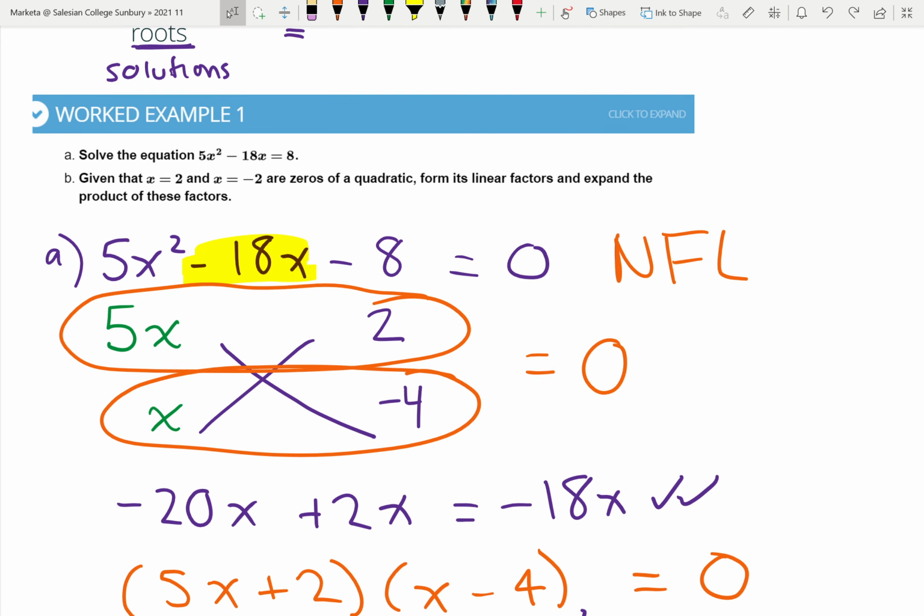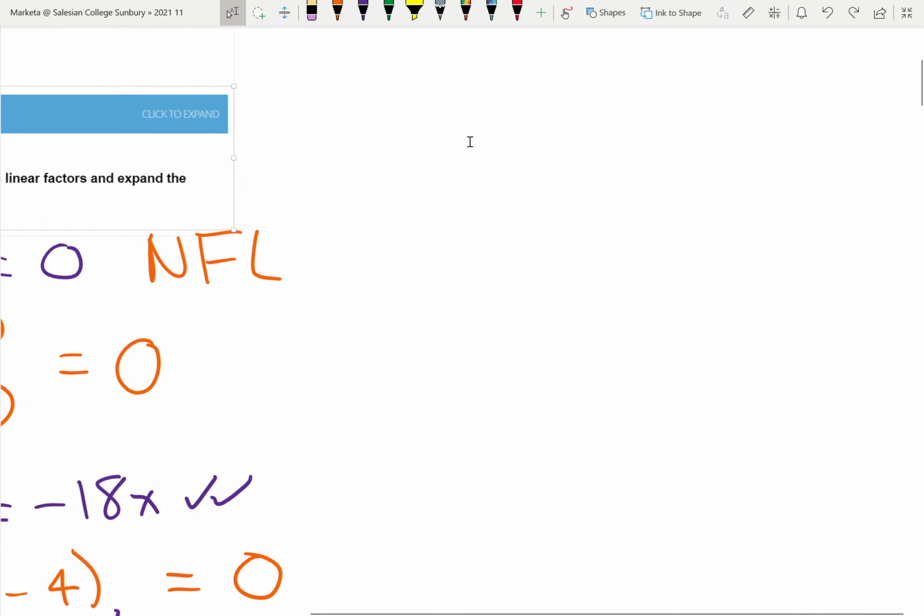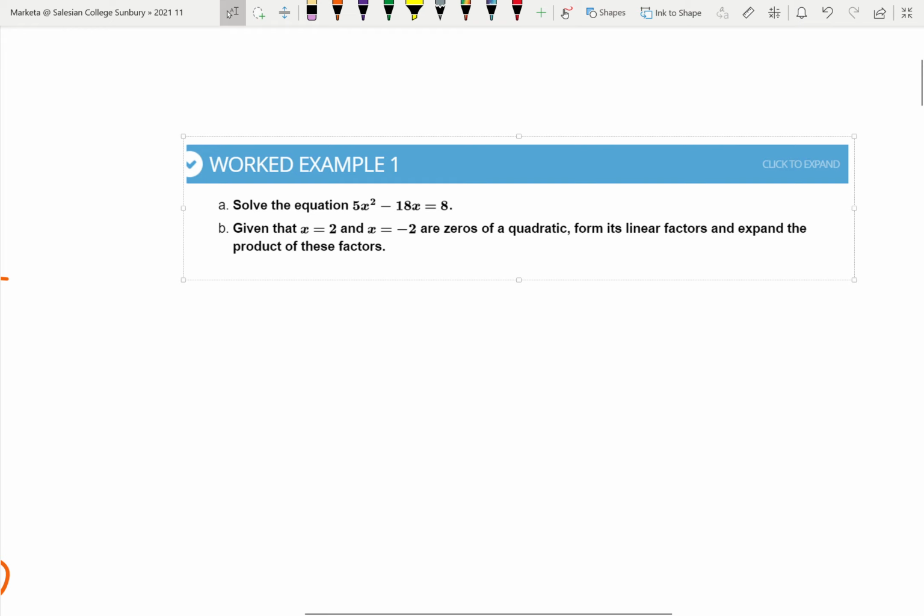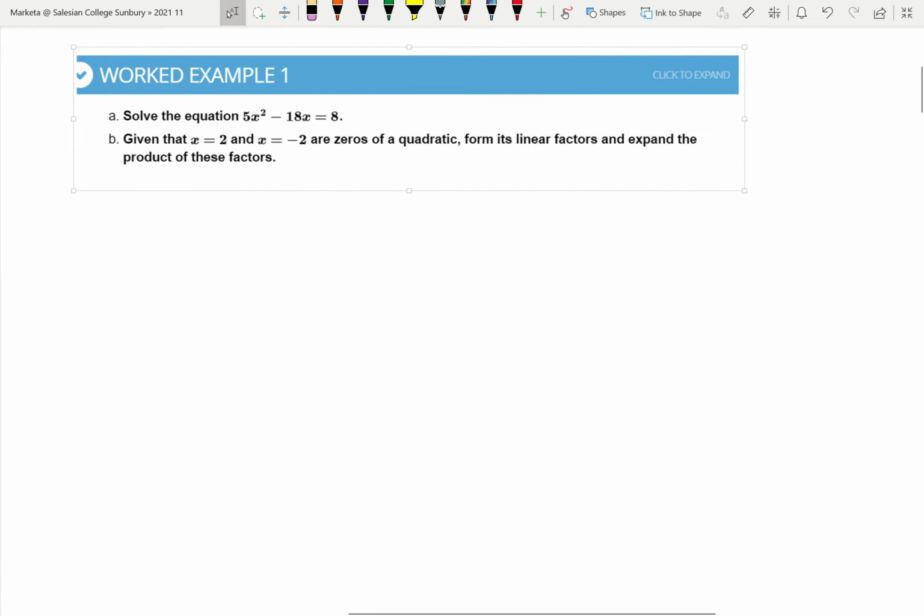Let's go to the next bit, and I just might put that over here so we've got a little more space. So the next part, B. Given that x equals 2 and x equals -2 are zeros of a quadratic, form its linear factors and expand the product of these factors. All right, so this is really quite easy. It's just the wording is a little confusing.